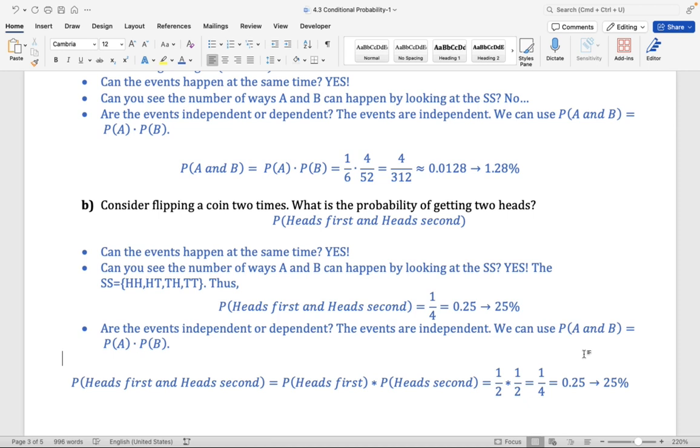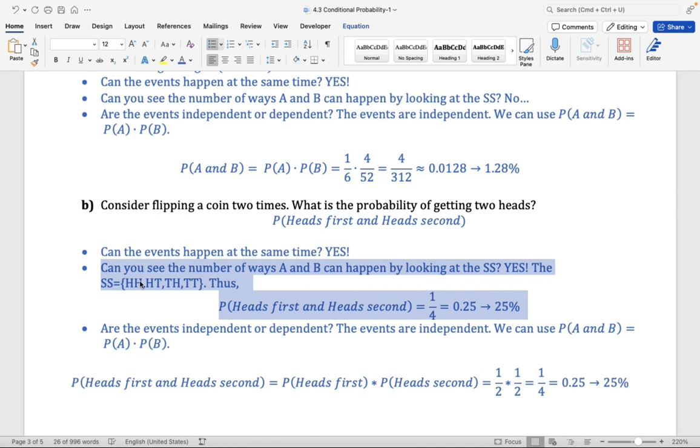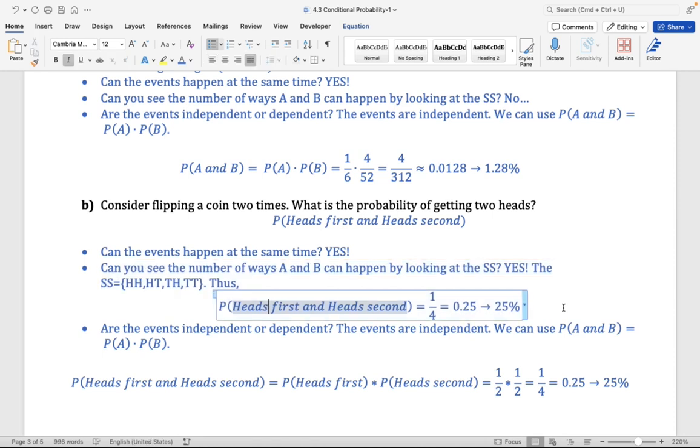Okay? Here, I wanted to show you 2 different ways of how you can do this. I would probably go with this first method because it was really easy to list out all the outcomes in the sample space. However, if it wasn't easy for me to list out those outcomes, I would go with the second method. I would say the events are independent. Let's use the probability of A and B equal to the probability of A times the probability of B.